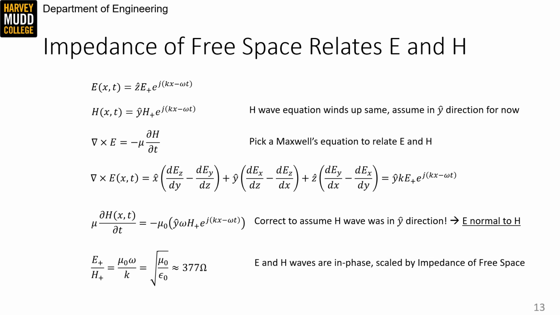Finally, we can put the results of the past two lines back into Maxwell's equation and rearrange to find the ratio of E plus to H plus, which are the coefficients for our candidate solutions. The result is a constant that's pretty close to 377 ohms, which means our E and our H fields are always in phase, but scaled versions of one another. The amount they're scaled by, this 377 ohm quantity, is called the impedance of free space. And you'll notice that it does have units of ohms.